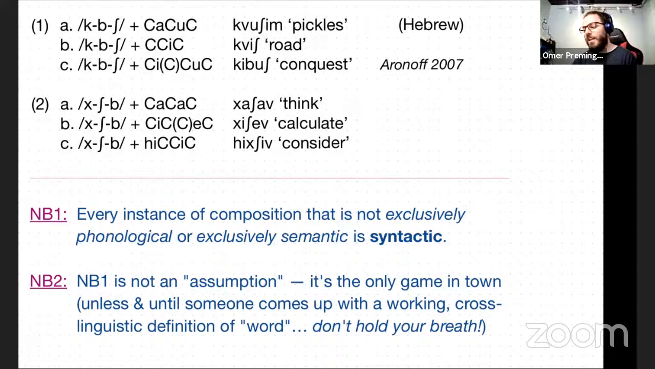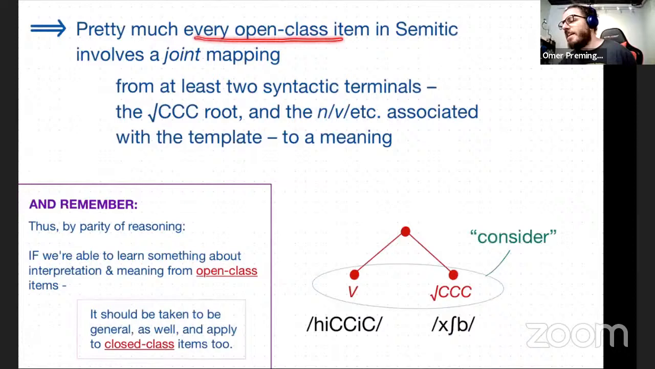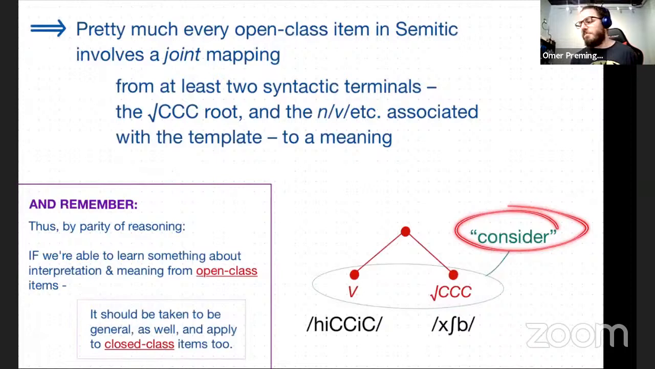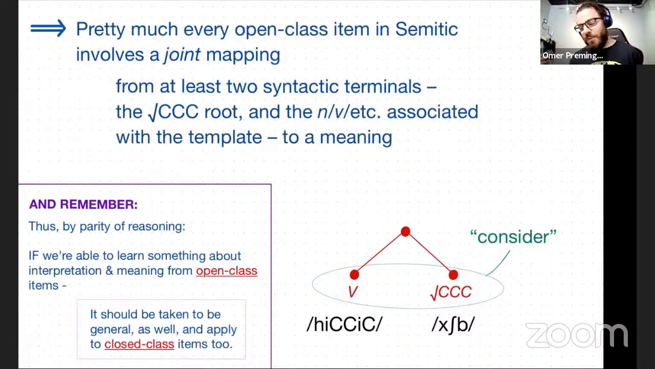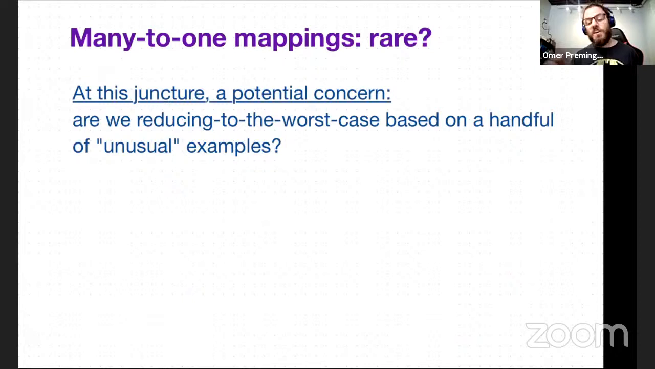So that means that pretty much every open class item in Semitic is a joint mapping from at least two syntactic terminals, the root and the template, onto some composite meaning. Okay? And now remember our methodological point about semantics. By parity of reasoning, this means that absent evidence to the contrary, we should assume that every single closed class item in Hebrew is also a mapping from at least two terminals to some meaning. Though whether that's true or not, I can't tell you, but that should be our null hypothesis in this context. So going back to our larger point, the claim that such mappings are rare is at best a language-specific claim. There certainly are languages where many-to-one mappings are not rare at all. And so arguably, that's exactly the kind of thing we want to build our architecture to capture.